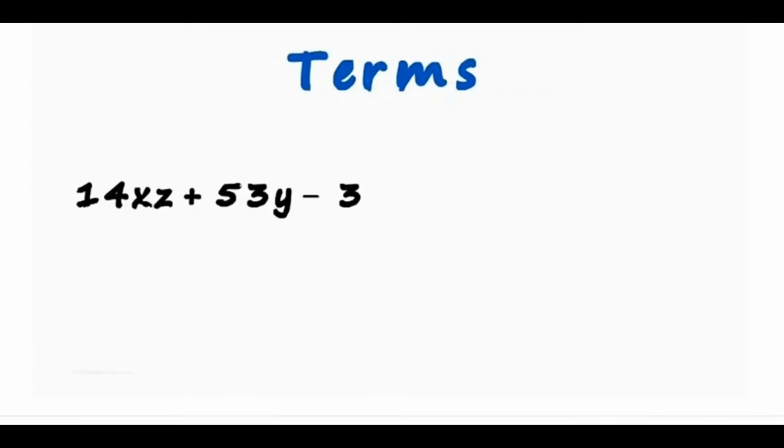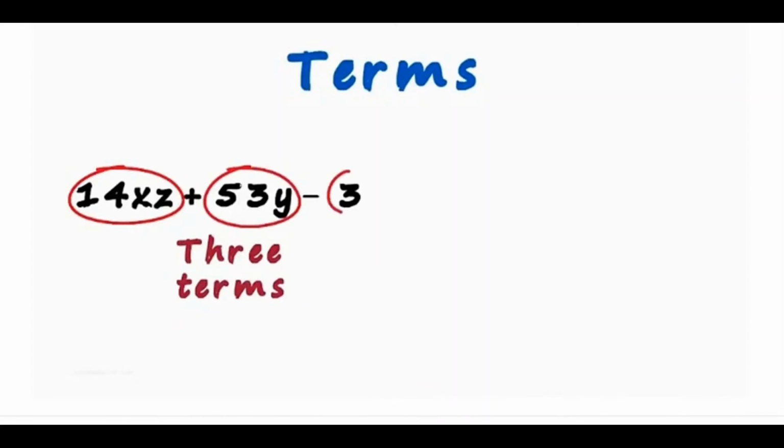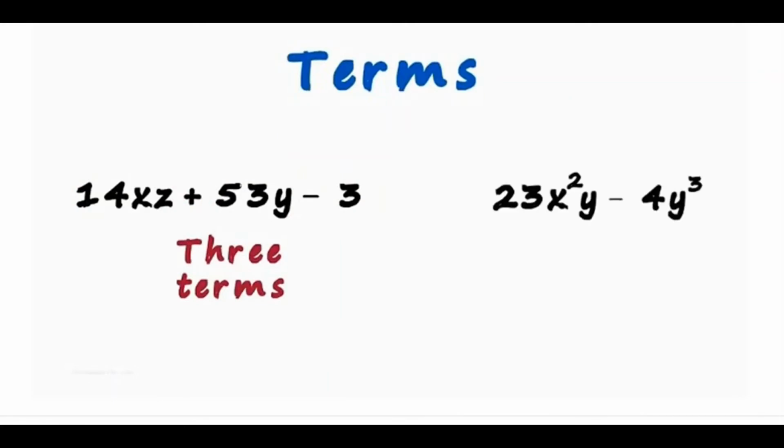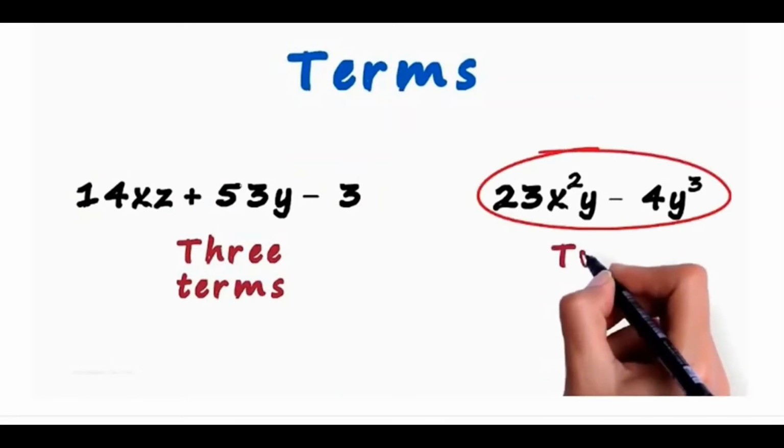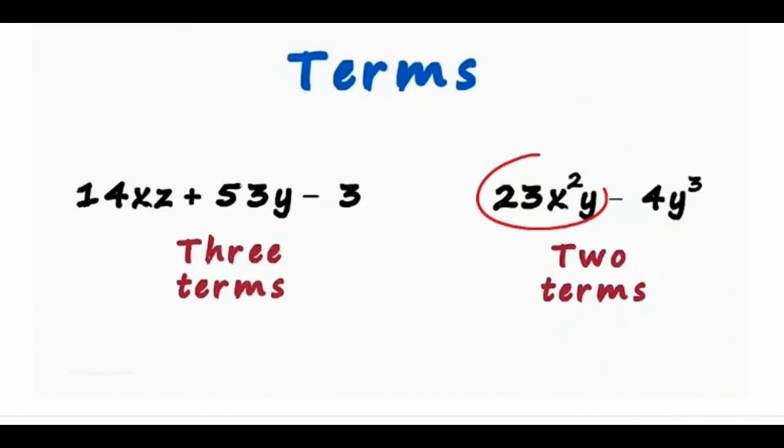Before we understand what polynomials are, let's look at the concept of terms and expressions. 14xz plus 53y minus 3. There is a plus as well as a minus sign here, which means that we have three terms: 14xz, 53y and 3. The second expression is 23x squared y minus 4y cubed. This expression has just two terms: 23x squared y and 4y cubed.